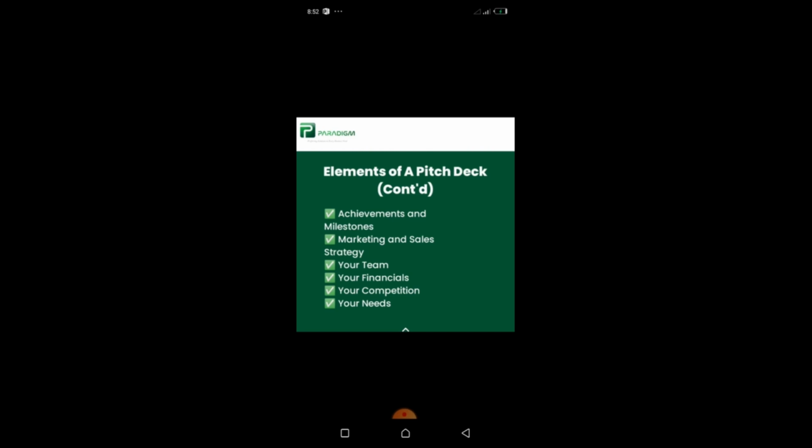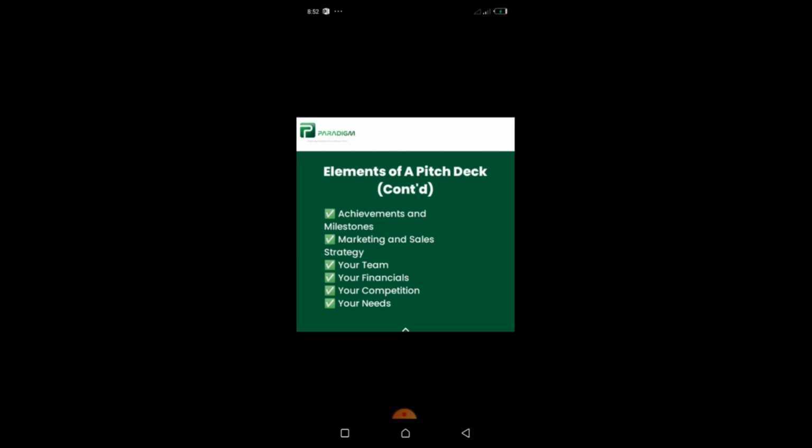So who are your team? Why do you think they are the right people? What experience does your team have? What expertise are they bringing to the table? So even if you don't have a complete team yet, identify the key positions where you need people and explain them.